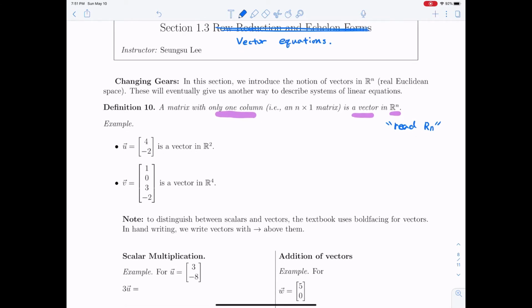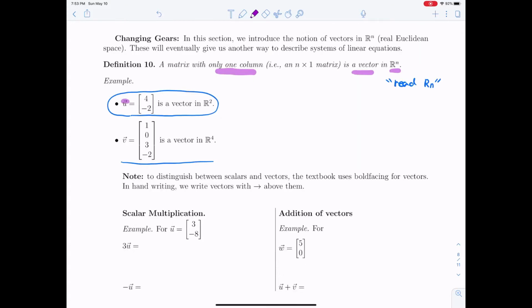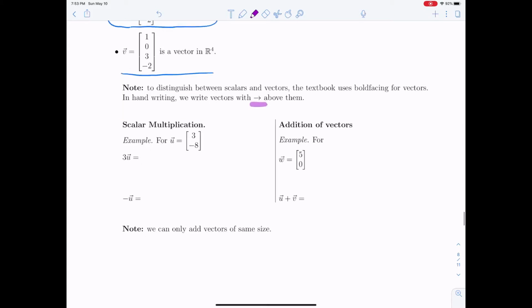The first one has two entries, which means it belongs to two-dimensional space. And the other one has four entries, so it sits inside the four-dimensional Euclidean space. To distinguish vectors and scalars, we use this arrow notation above. And the textbook uses both ways to distinguish scalars and vectors.